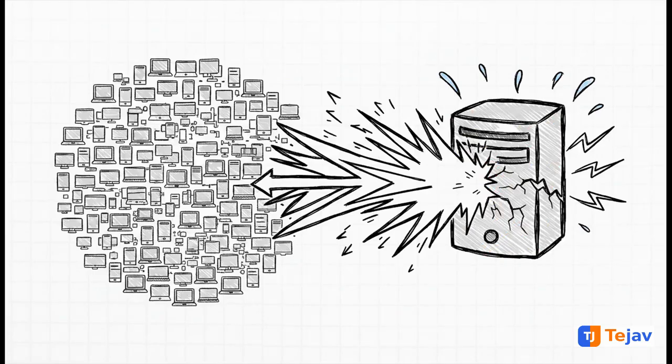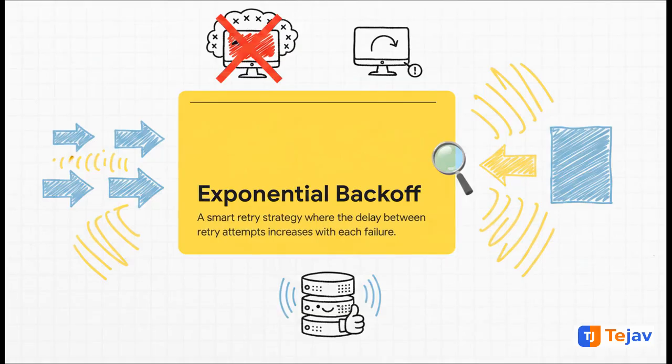Just think about it for a second. If a server is already choking, maybe it's overloaded, and then suddenly it gets slammed by a wave of immediate retries from thousands of clients all at once, what happens? You create what's called a thundering herd problem. The retries themselves basically become a denial of service attack, and they can push that struggling system completely over the edge. And this is where exponential backoff is so brilliant.